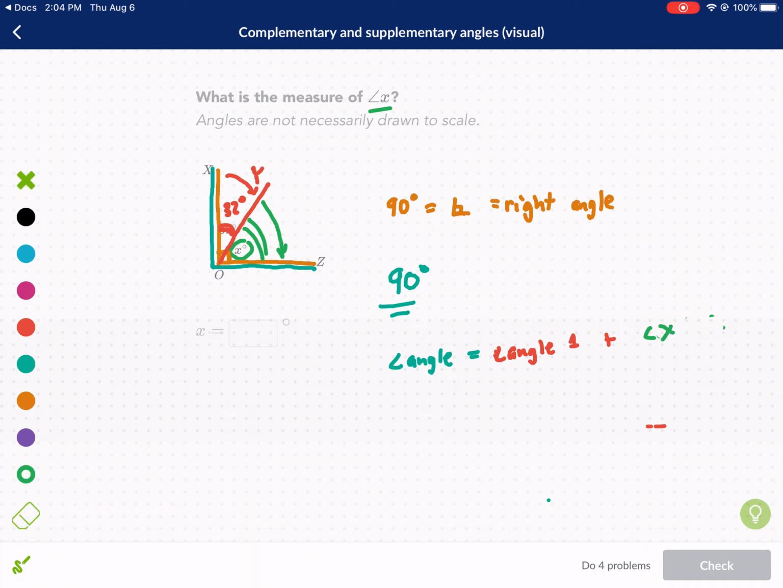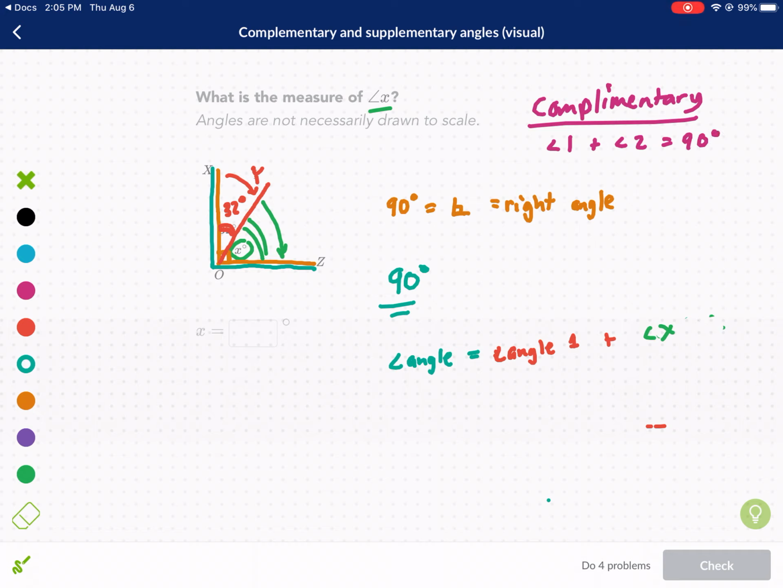We have these two different angles, and they add up to give us 90 degrees. This is called complementary. That's when two angles add up to give you 90 degrees. So we have angle 1 plus angle 2 equals 90 degrees.